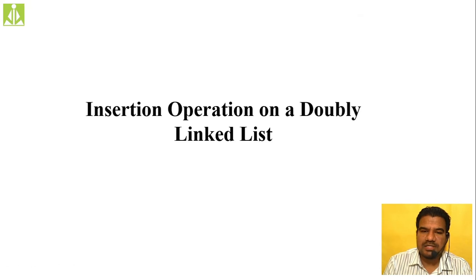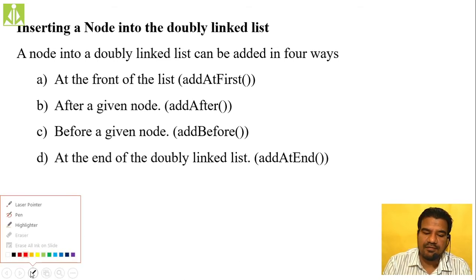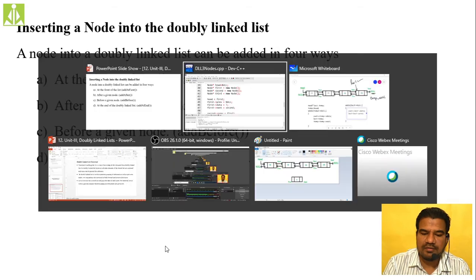Okay, so then the insertion operation. In how many ways can we insert a new node inside a doubly linked list? A newly created node can be added into the doubly linked list in 4 different ways. Okay, the first one is, yeah, if you have a doubly linked list, I will take that one.